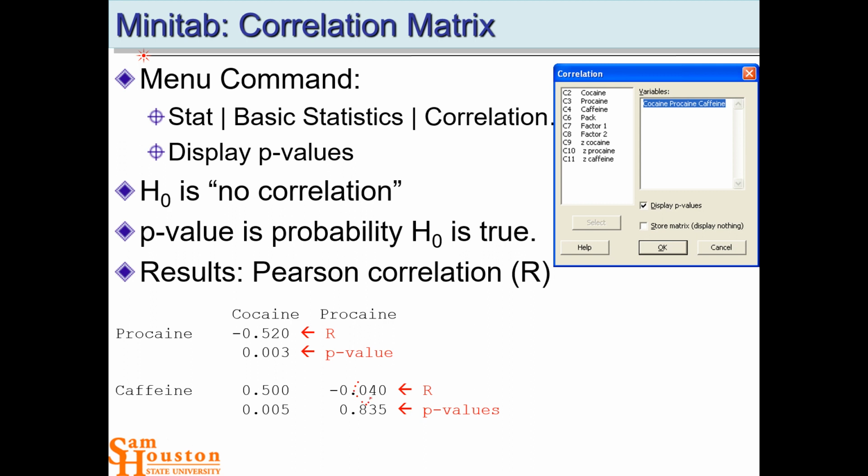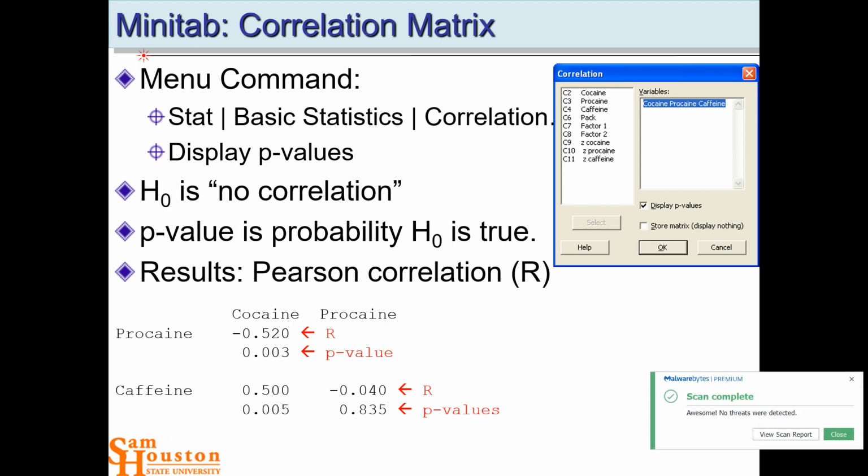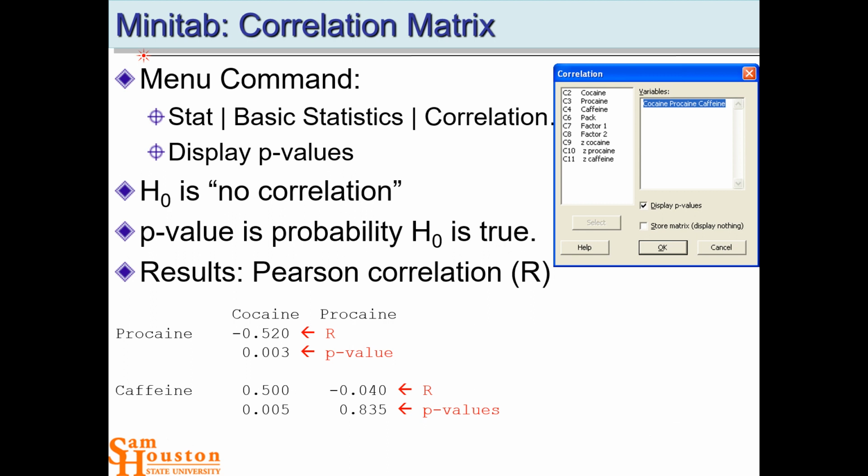Because look at this. This is the intersection of procaine and caffeine. So we would not say that those are correlated. But here's one we didn't see in the chart: the correlation of cocaine and caffeine. It was just small enough that we didn't pick up on it. But it says there's a positive correlation of cocaine and caffeine, and the p-value is 0.005. So we would be 99.5% confident that there is a correlation between those two. So this is the probability that there's not a correlation, so 1 minus that is the probability that there is.